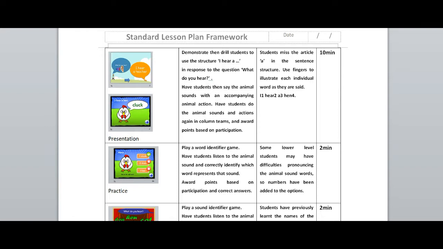One of the things that I've noticed with the youngest students here in China is that they forget to use the article, like a or an or the. So what I do is when I give structures, I will actually count off the words of the structure on my fingers. So, I hear a cow. That's 4 words, so I will count 4 words using my fingers. And often students will follow me along with this.